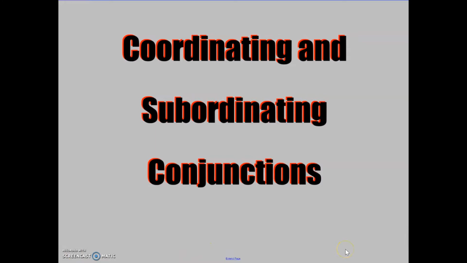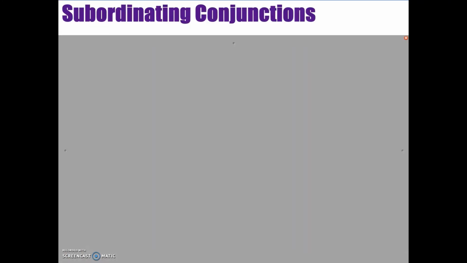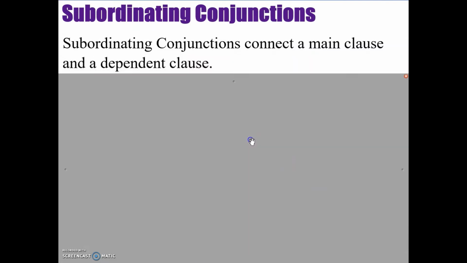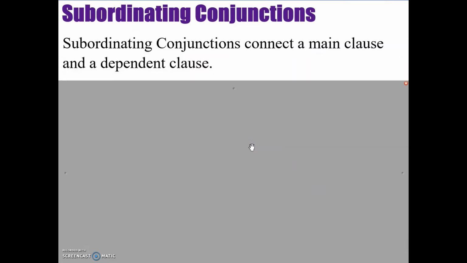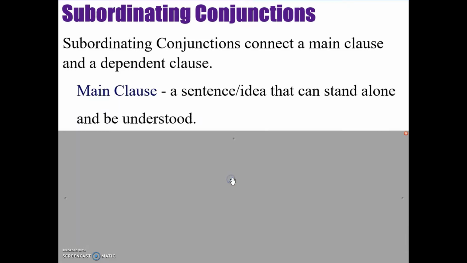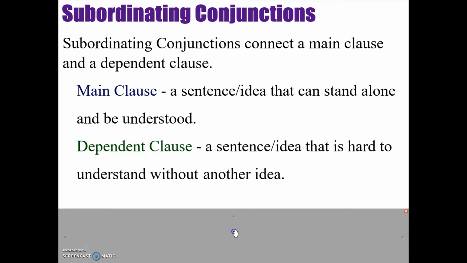In this lesson, we are going to be looking at subordinating conjunctions. Subordinating conjunctions connect a main clause and a dependent clause. In the most simple terms, a main clause is a sentence or an idea that can stand alone and be understood, whereas a dependent clause is a sentence or idea that is hard to understand without another idea.